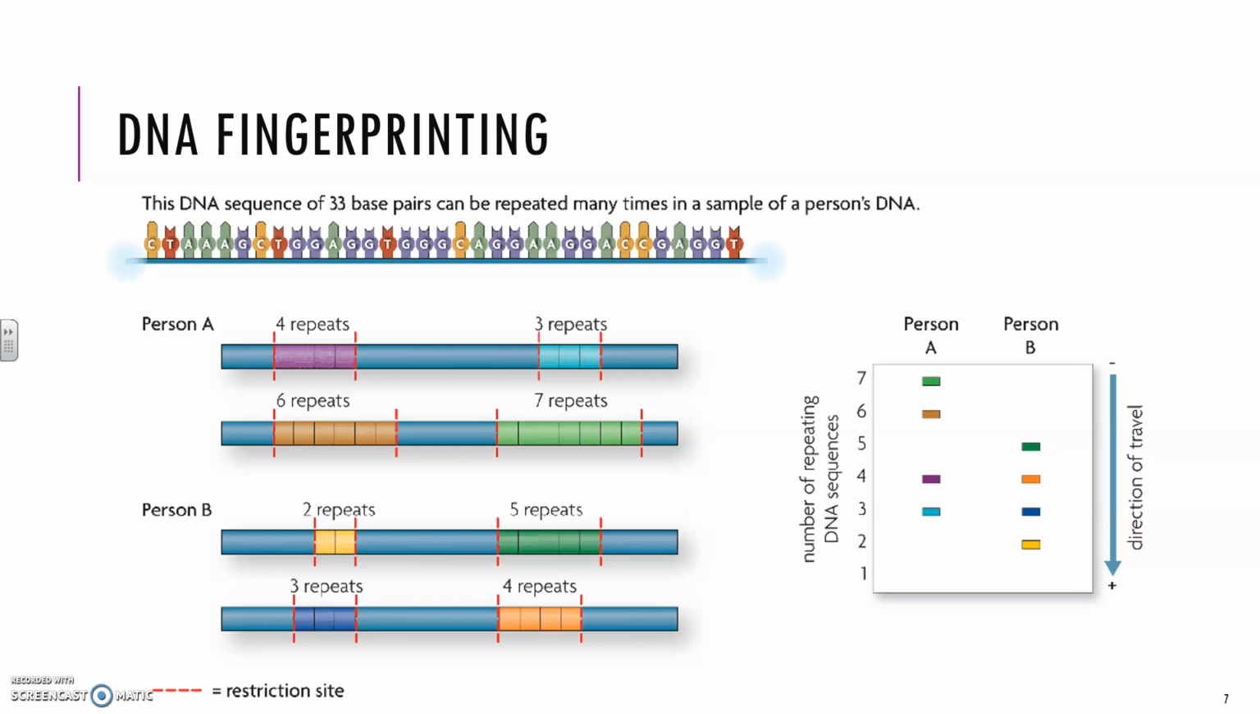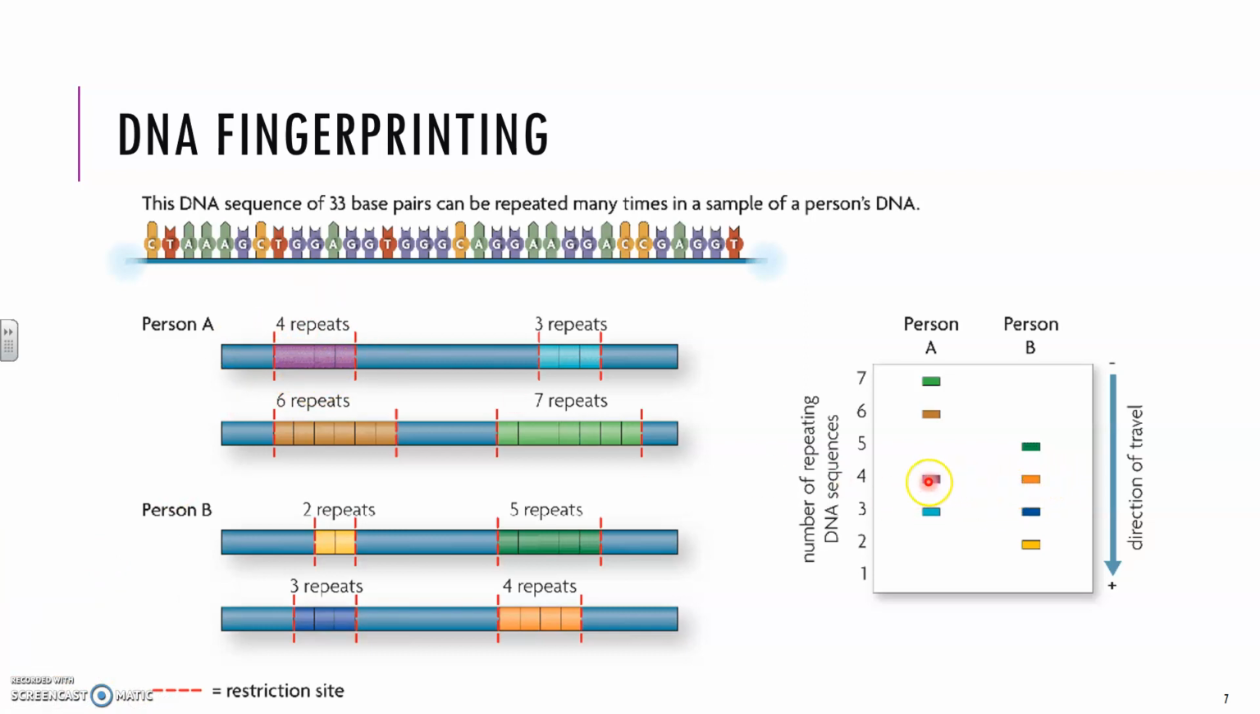Okay. Now, person B, they just have 2 repeats, 5, 3, and 4. So you're going to have 5 at the top, okay? Then you're going to have 4, right, which will match up with the number of repeats for person A here.